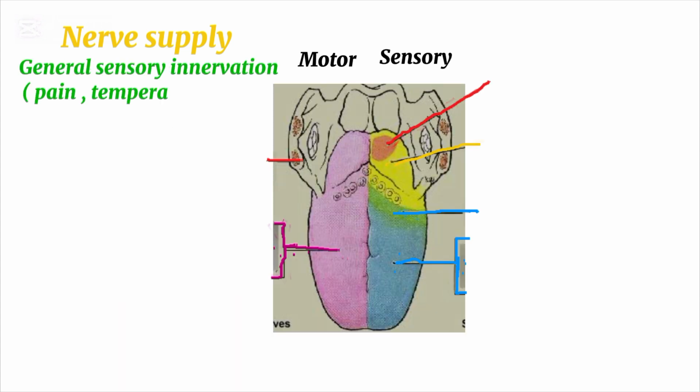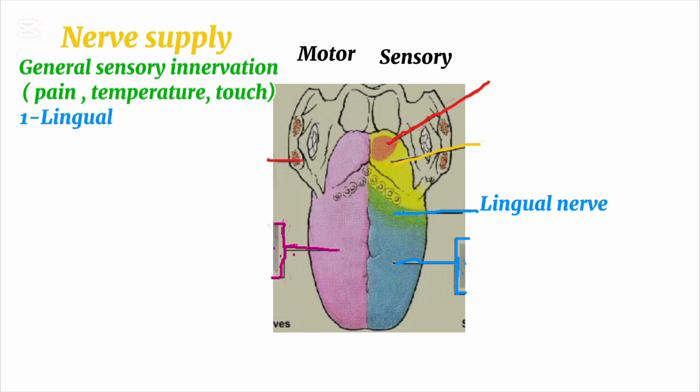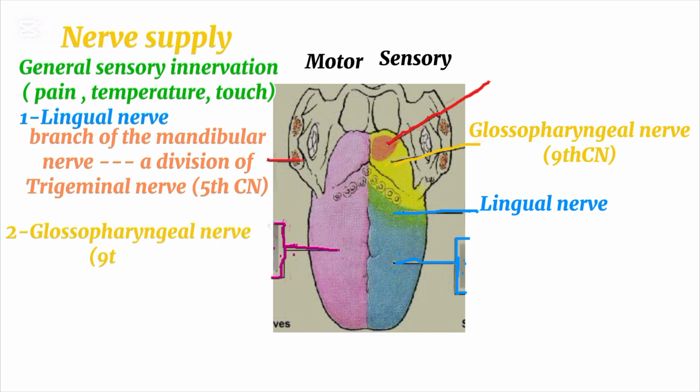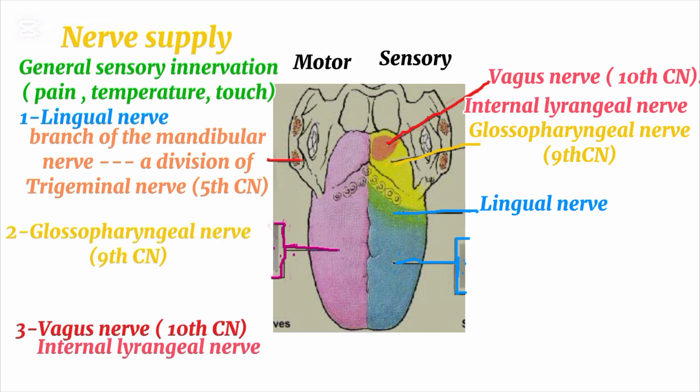Sensory innervation to the tongue for pain, temperature and touch is by the lingual nerve, that is a branch of the mandibular nerve, which is a further division of the 5th cranial nerve, trigeminal nerve. Glossopharyngeal nerve, 9th cranial nerve, and vagus nerve, that is 10th cranial nerve.